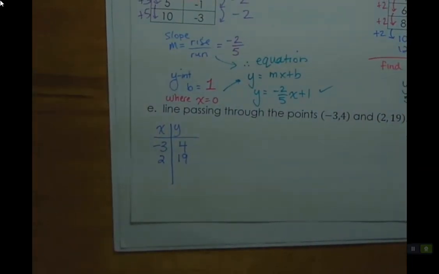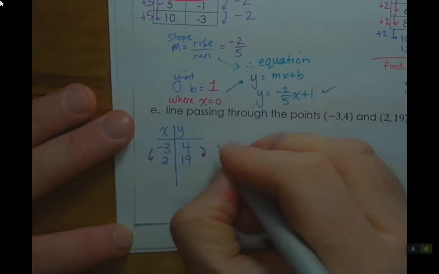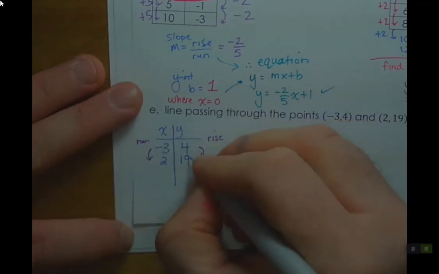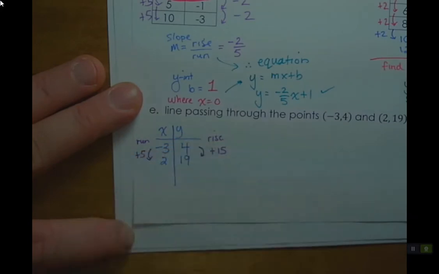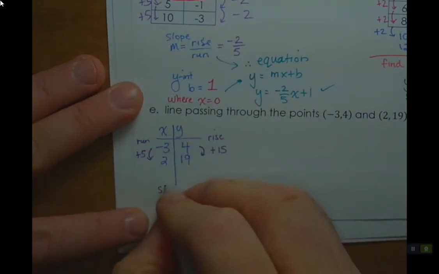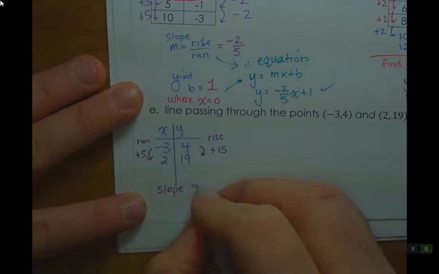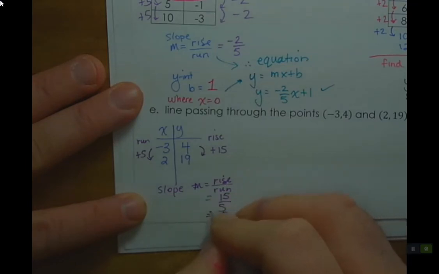And just like we did up here, we're going to find our rise and run. So that looks like it's risen 15, and this one has increased by 5. So I can say now my slope is equal to rise over run, which is 15 over 5, which is 3.